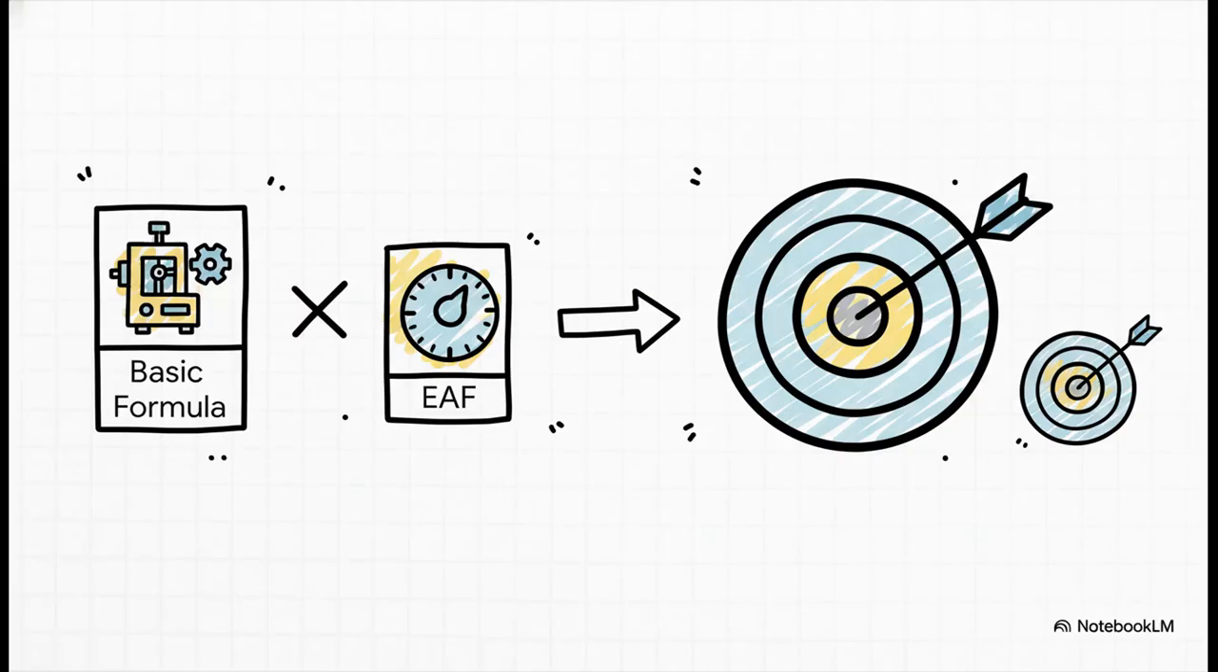And this is the final piece of the puzzle. You take your original basic formula and you simply multiply the result by that EAF. It's that simple, but suddenly you have a much more refined, much more realistic estimate that actually accounts for the stuff that speeds projects up or slows them down in the real world.